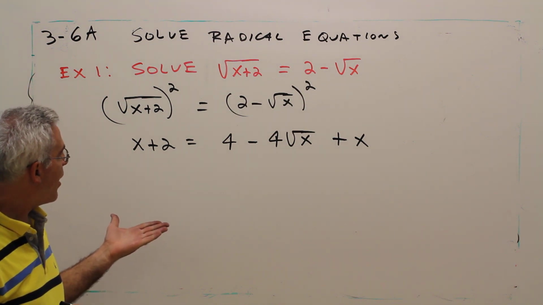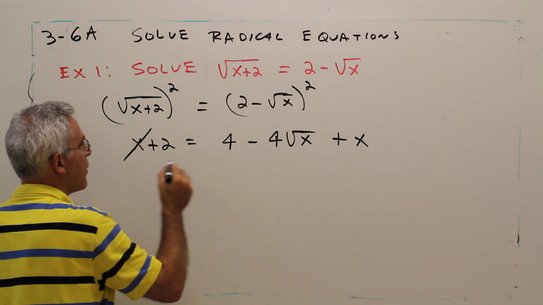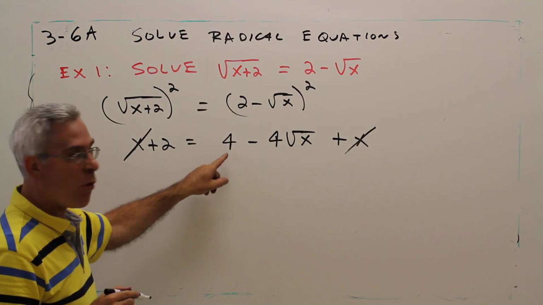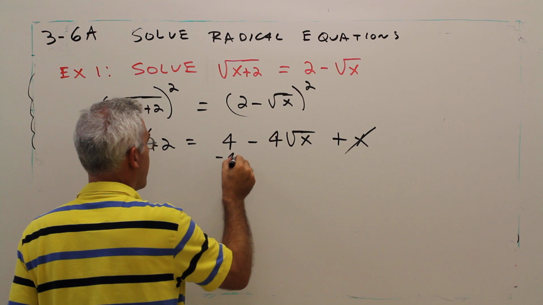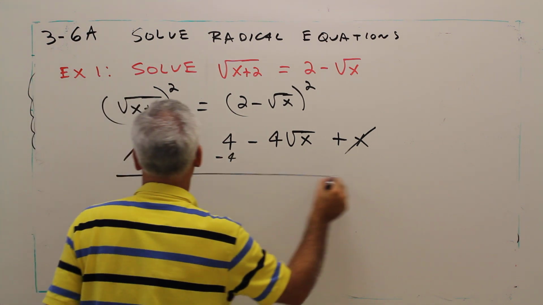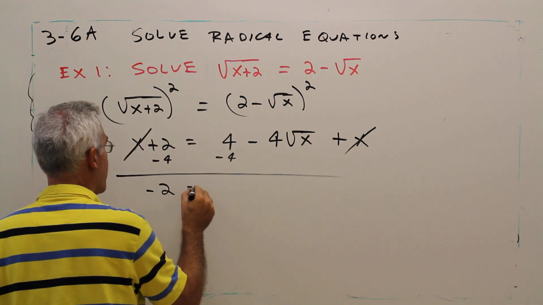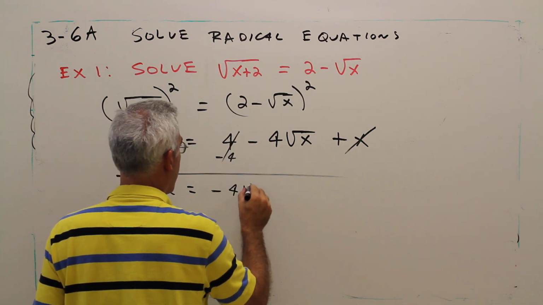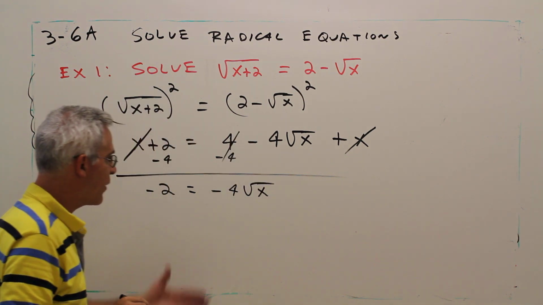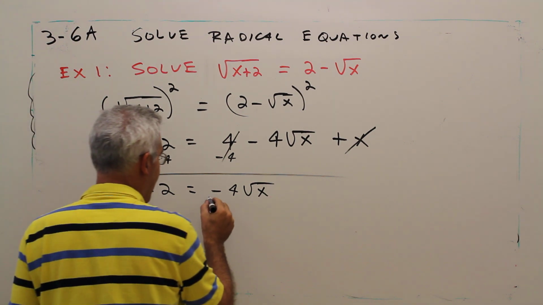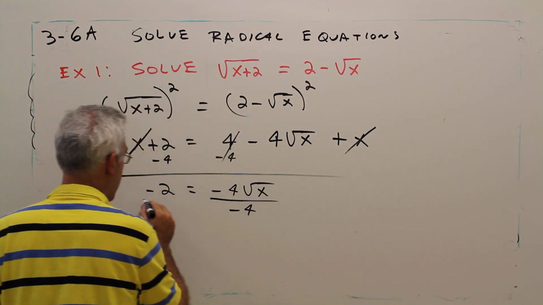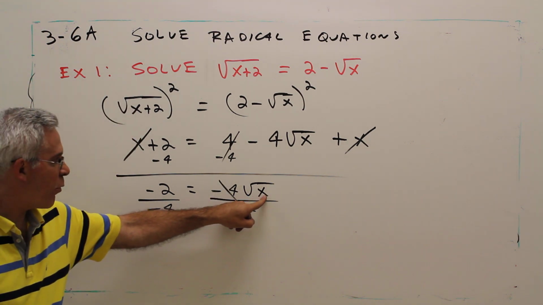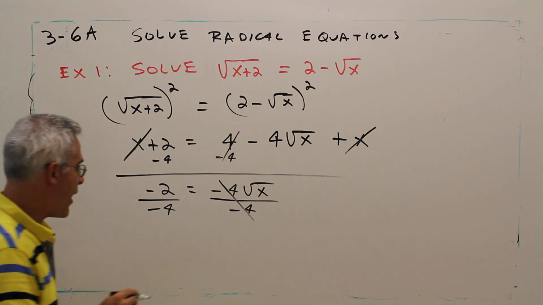Okay, I can subtract x from each side. I could subtract 4 from each side. I'll just show the work there. And get negative 2 equals minus 4 times the square root of x. I can divide each side by negative 4 and get the square root of x equals 1/2.